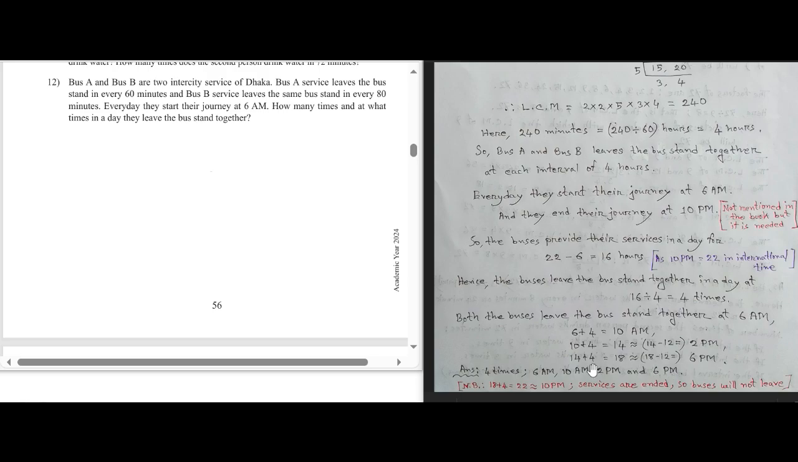And we can determine another value by adding 4 to 18, and that will be 22, which equals 10 p.m. But the services end at 10 p.m., so the buses will not leave. So the result will be 4 times, and the times are 6 a.m., 10 a.m., 2 p.m., and 6 p.m. You can look at the whole math again.